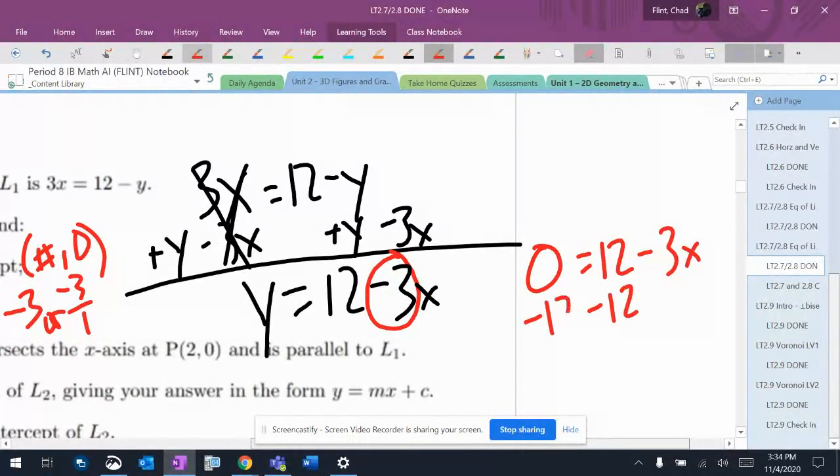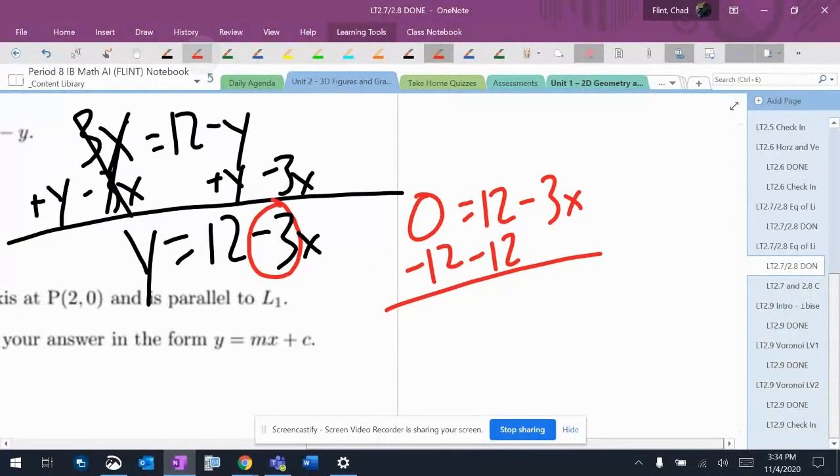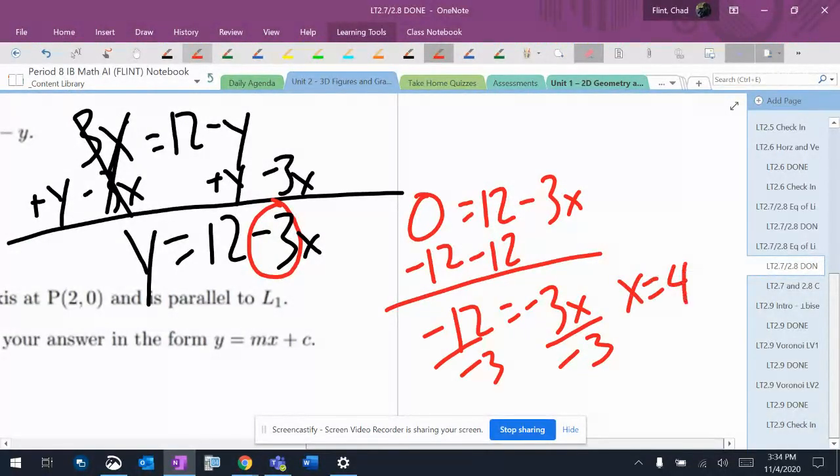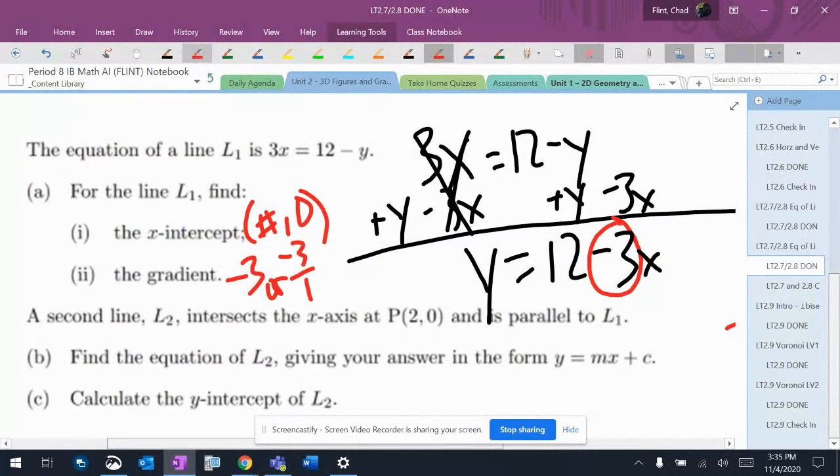So minus 12, minus 12. -12 equals -3x. So x equals +4. So that means my x-intercept is (4, 0). Now I could have put that in my calculator and graphed it and found it that way. Whatever way is the easiest thing for you to do.